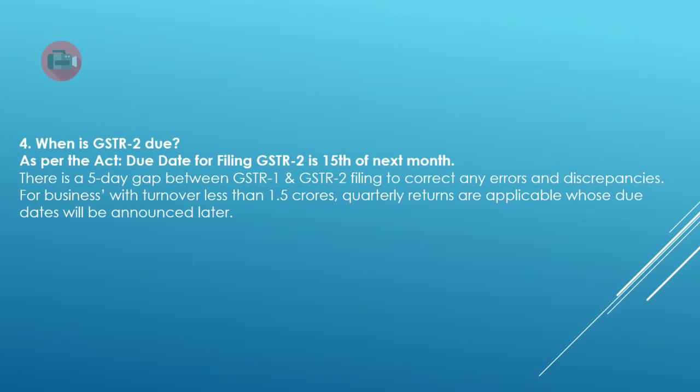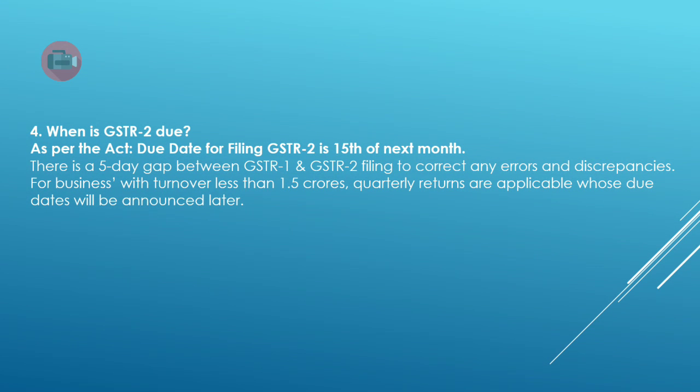Now, what is the GSTR 2 due date? As per the Act, the due date for filing GSTR 2 is the 15th of the next month. There is a 5-day gap between GSTR 1 and GSTR 2 filing to correct any errors and discrepancies for businesses with turnover less than 1.5 crores. Quarterly returns are applicable, whose due dates will be announced later.